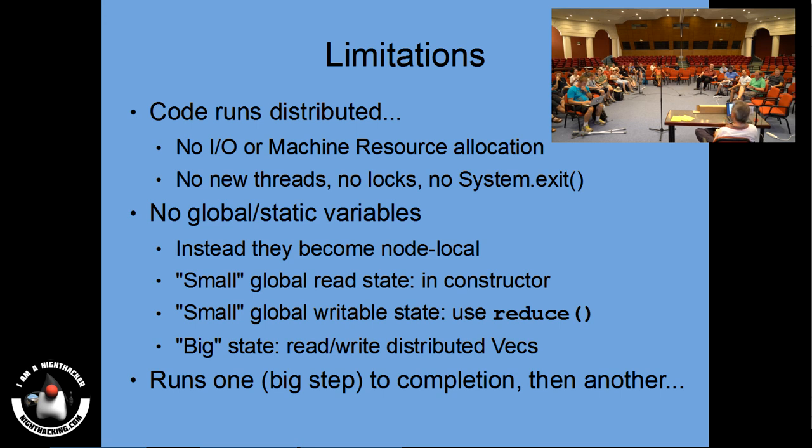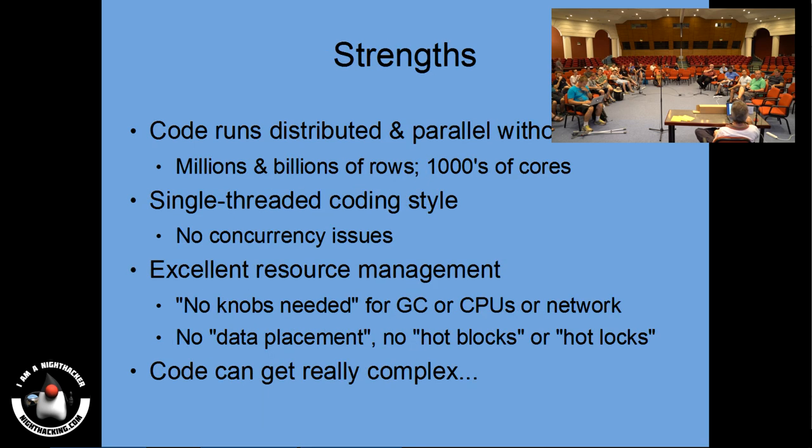So if you have small global read state, you just put it in the constructor and it will get cloned around the cluster and globally read by everybody. It's shallow copied and globally read. And if you have small global writable state, you need a reduction. That's your answer. And if you have big state, it's going to come in and out via these distributed vectors. And then you end up with a style that's basically BSP, bulk synchronous parallel. But the actual map calls are very easy to write. And I'll show an example here in a second.